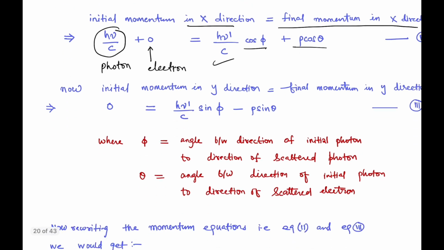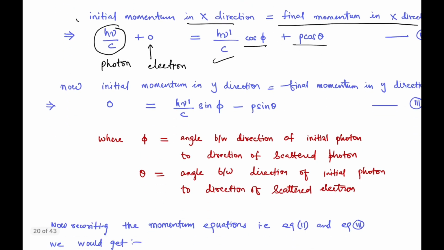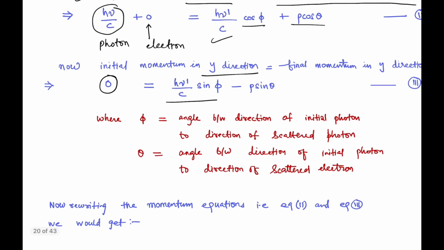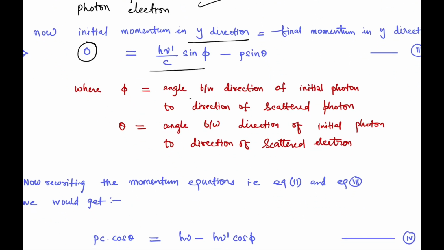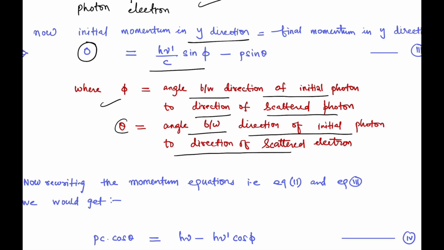So the mathematics is very simple. Now we apply the same conservation principle for momentum in y direction. So in y direction there was no motion, so it is 0 initially, and finally it is going to be h nu prime by c sin phi minus p sin theta. You know clearly here that the angle between direction of initial photon to the direction of a scattered photon is given by phi, and angle between direction of initial photon to the direction of a scattered electron is given by theta.